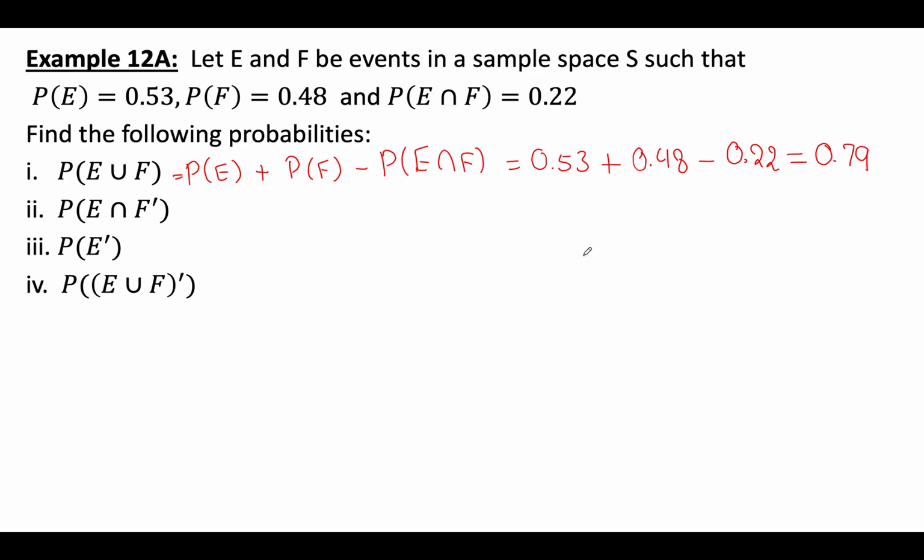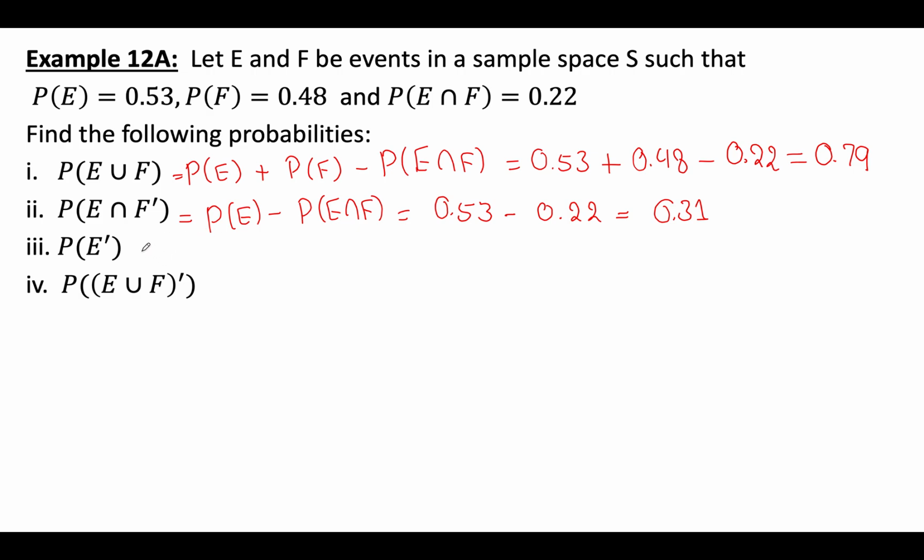0.79. Okay, how about the probability of E intersect F complement? This is equal to the probability of E minus the probability of the intersect. So the probability of E is 0.53 minus the intersect, 0.22, which is equal to 0.31.